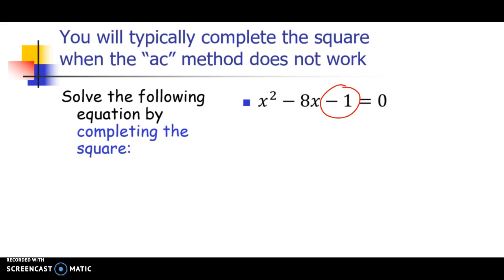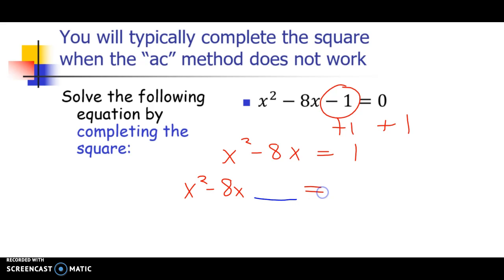A times c is not working. Bottoms up isn't working. So we're going to say, hey, -1, get out of the way, and we're just going to move it over to the other side for a minute. X squared minus 8x equals 1. You're going to rewrite it, but you're going to put a blank on both sides. Put a blank here, equals 1, and then you're going to put another blank on the right side.